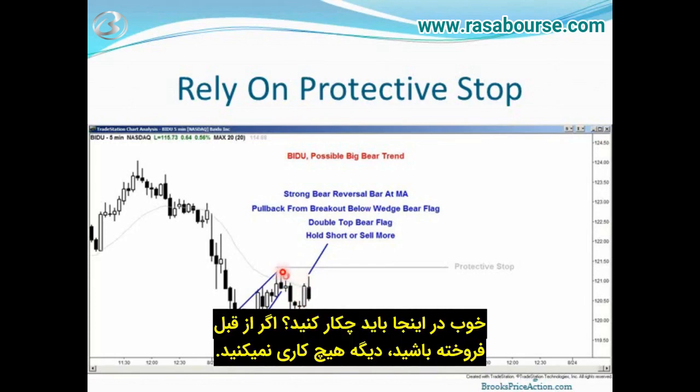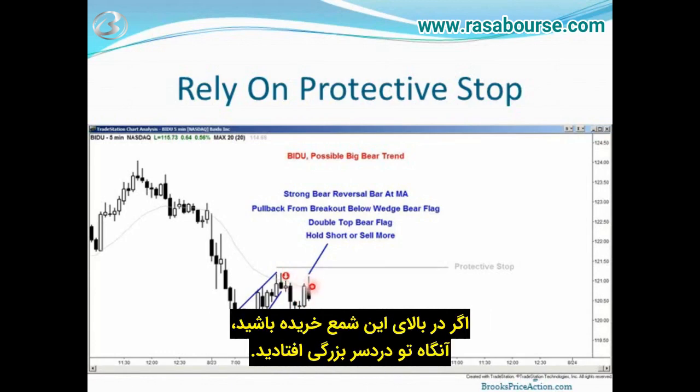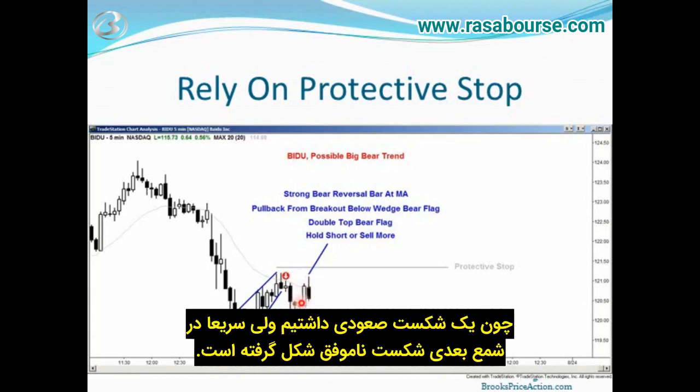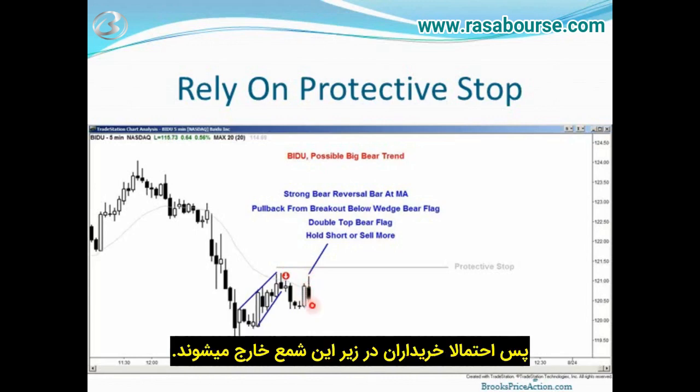Now at this point, what do you do? If you are already short, you don't do anything. If you bought above this bar, this would be a big problem for you. You have a bull breakout, but immediately a failed breakout possibility on the very next bar. So the bulls would probably get out below that bar.